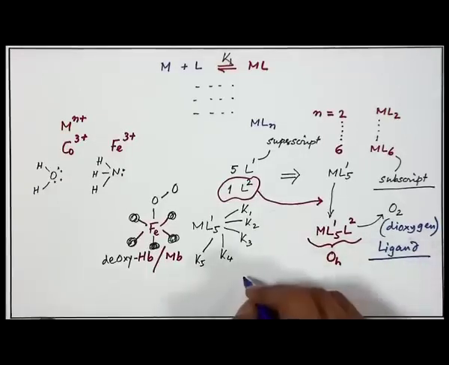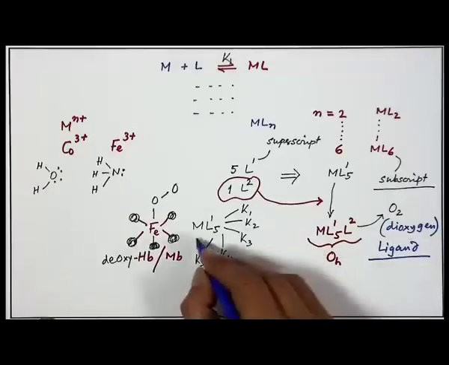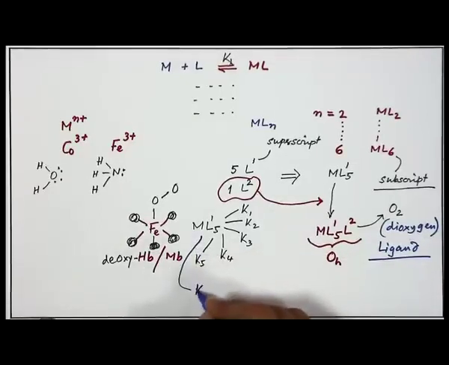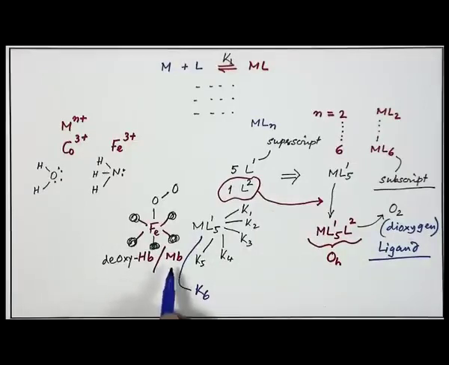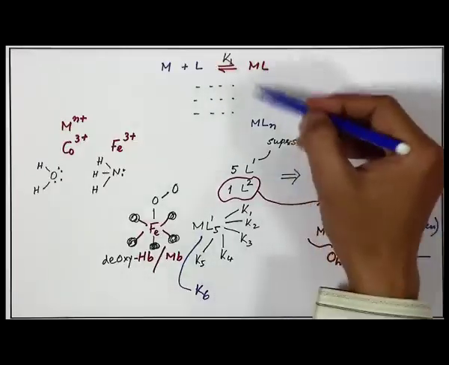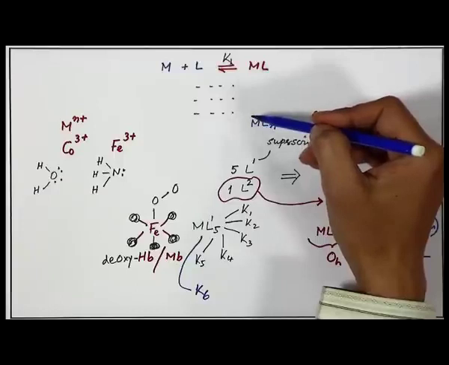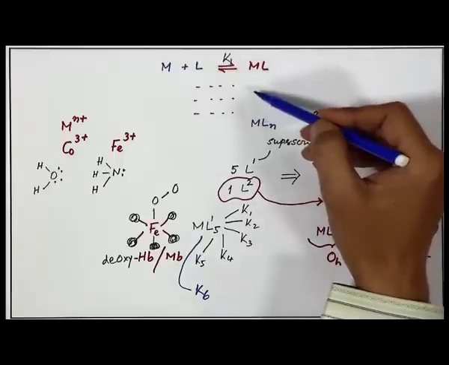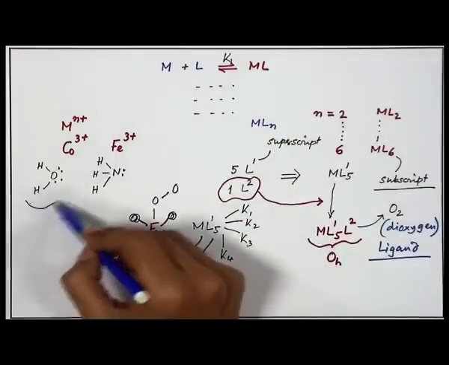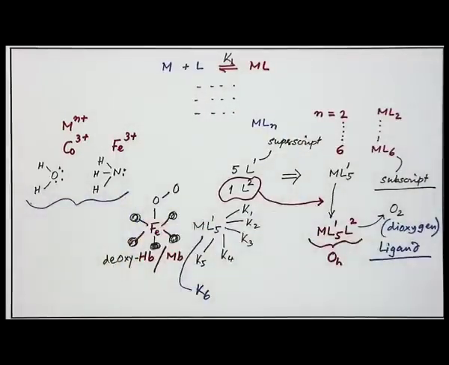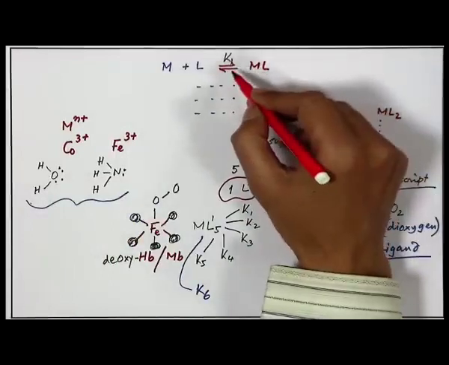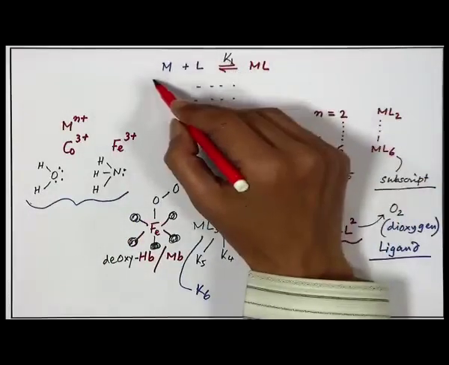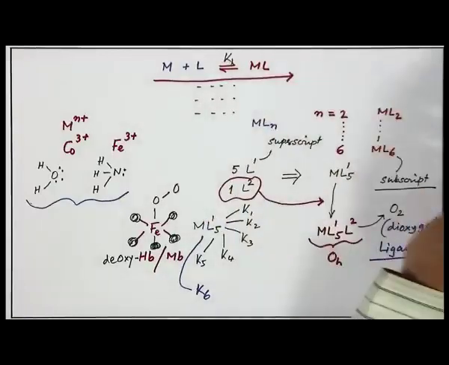So, the equilibrium constant when oxygen is bound to the deoxy form of hemoglobin or myoglobin is K6. All these stepwise binding constants are pretty important. Right now we will see how simple things are very important, where we can consider the binding and the binding constant, because the equilibrium constant tells us how far we are moving from left to right.